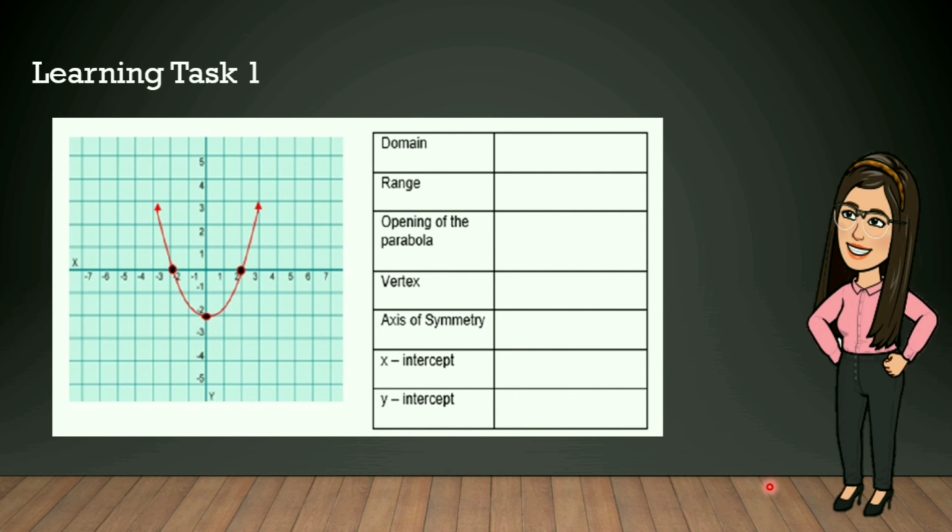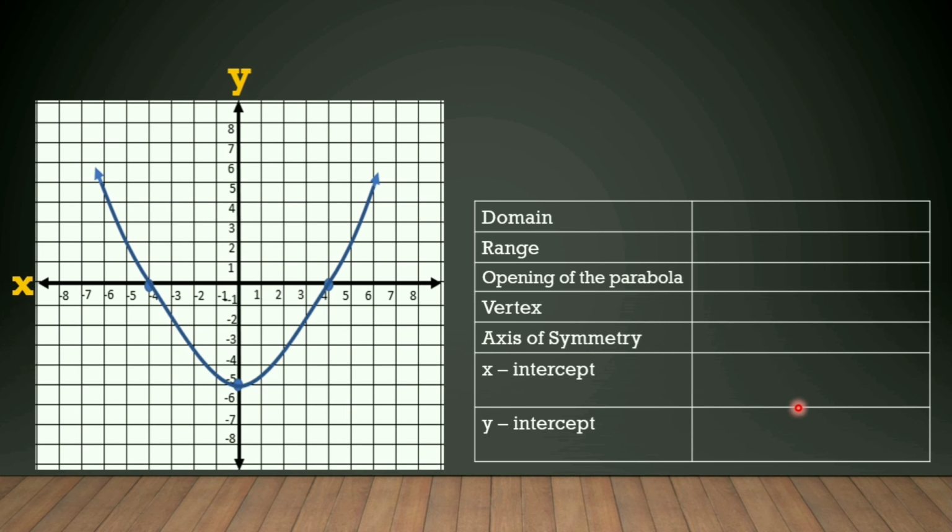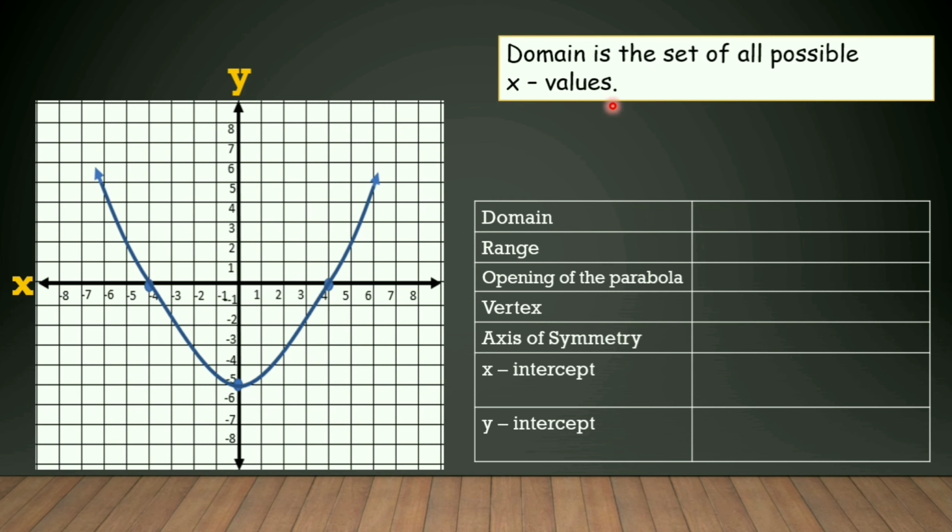Okay, sa learning task 1 in your module, you need to complete this table using the given graph. Okay, here's an example. So our task is to complete the table using this graph. First, let's answer the domain. Domain is the set of all possible x values. Meaning, dito yan banda sa x-axis natin. So, pwede tayong magkaroon ng positive and negative na x value. So, therefore, based on the given graph, domain is the set of all real numbers. At sa quadratic function, pag sinabi nating domain, ito palagi ang ilalagay ninyo. Set of all real numbers.